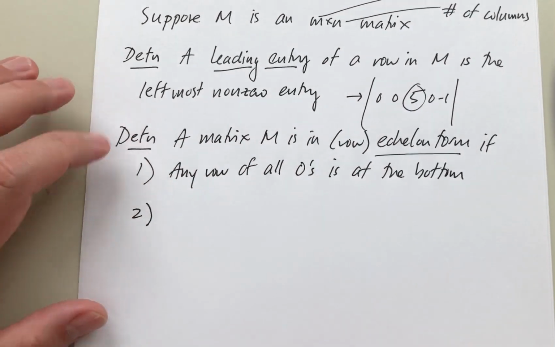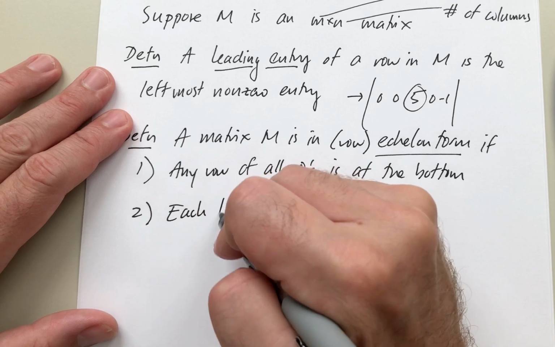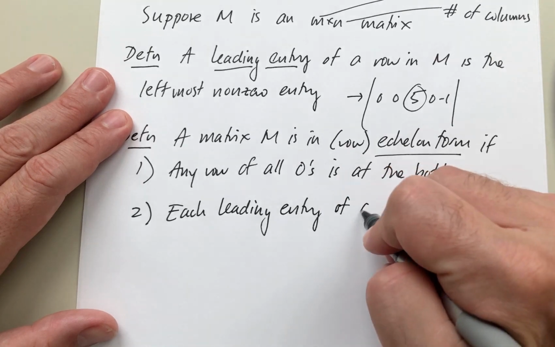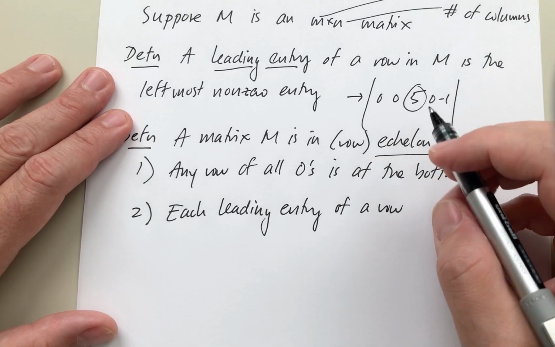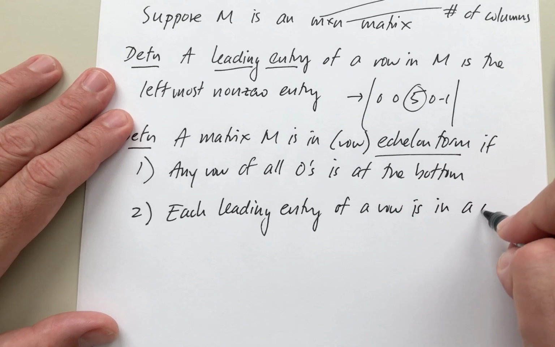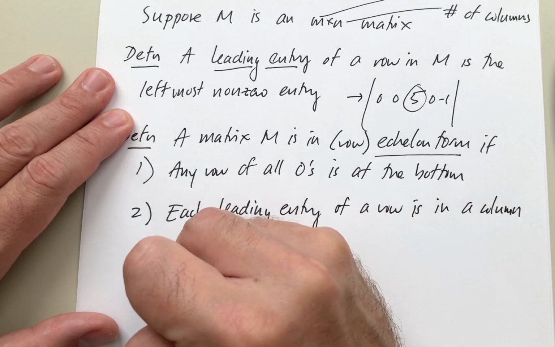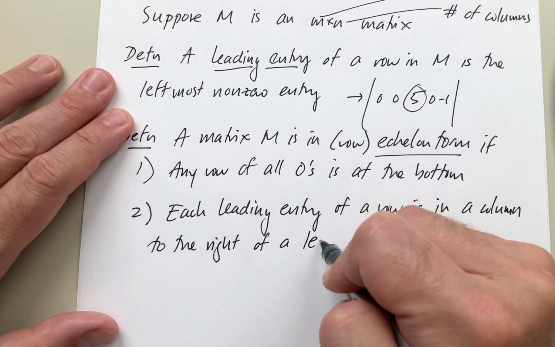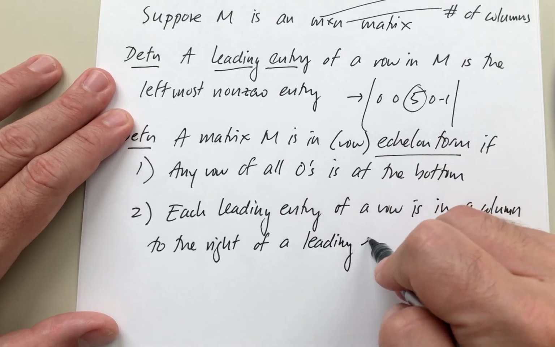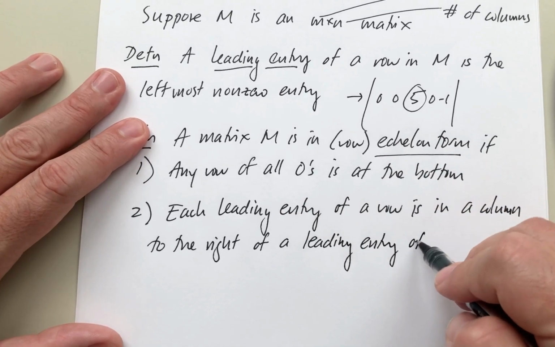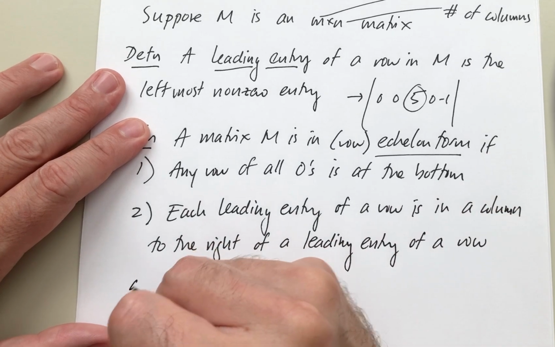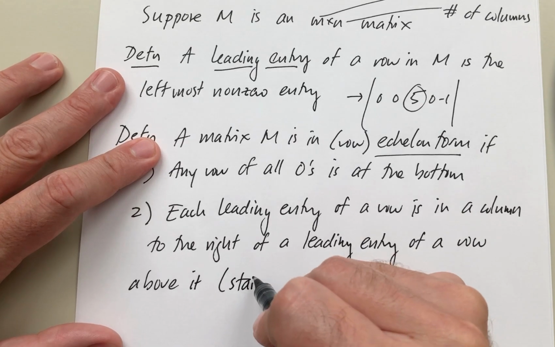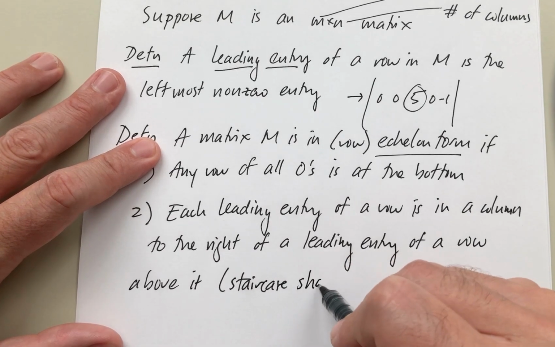Second condition, maybe the most important one, is that each leading entry of a row, so this first non-zero term, is in a column to the right of a leading entry of a row above it. Okay, and so I think of this as kind of the staircase property or staircase shape.